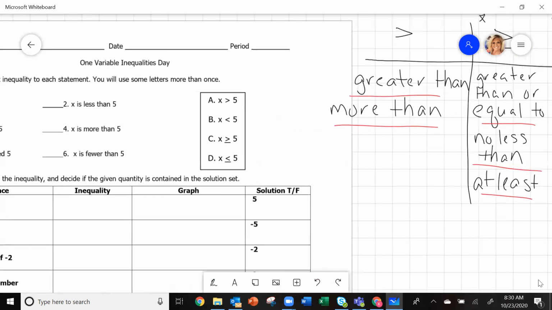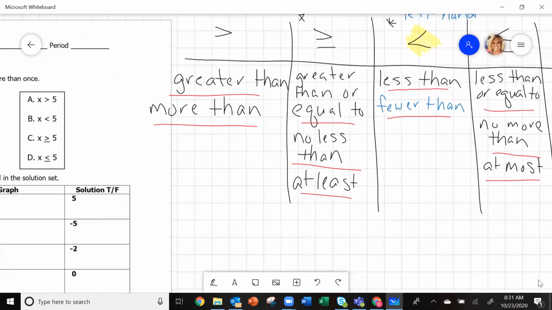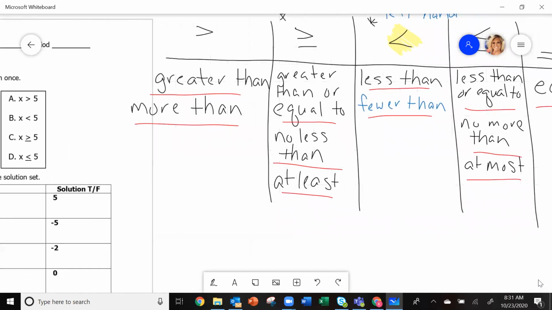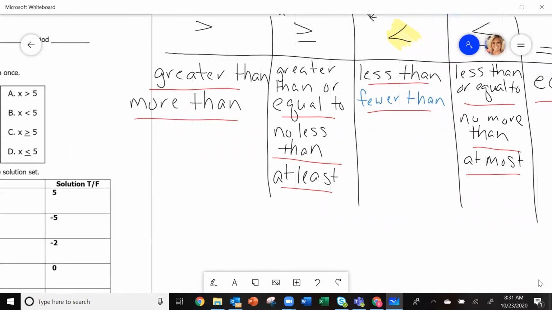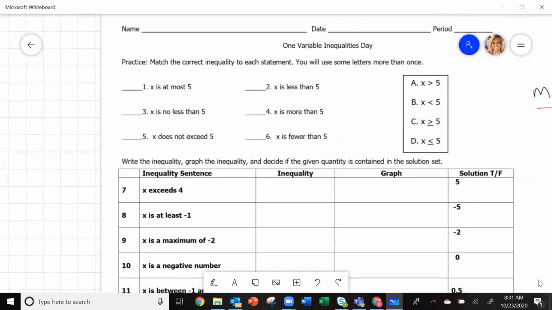So let's come back over here to our assignment today. Take a few minutes, and I want you to try and do the first 6. Try and make your best guess, and then let's come back and see how you did. Number 1 says at most. Remember we said over here, at most is less than or equal to.